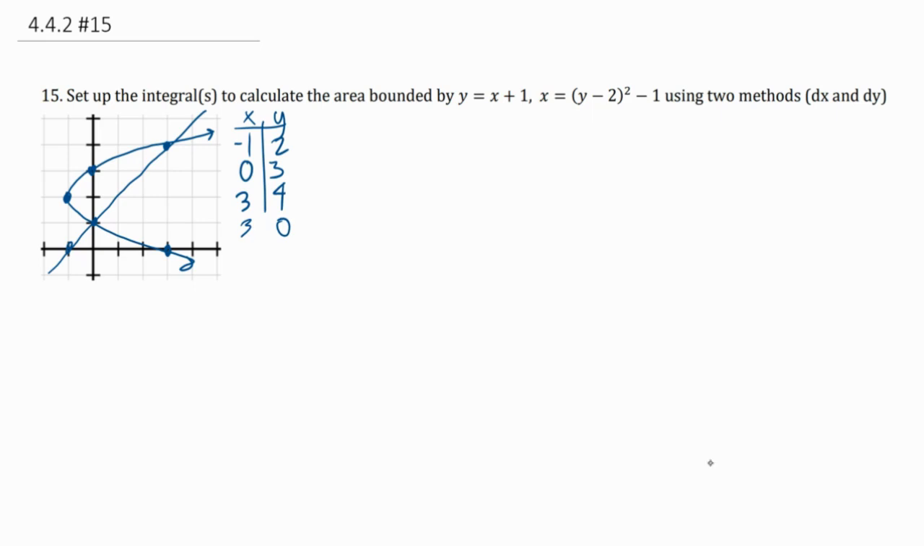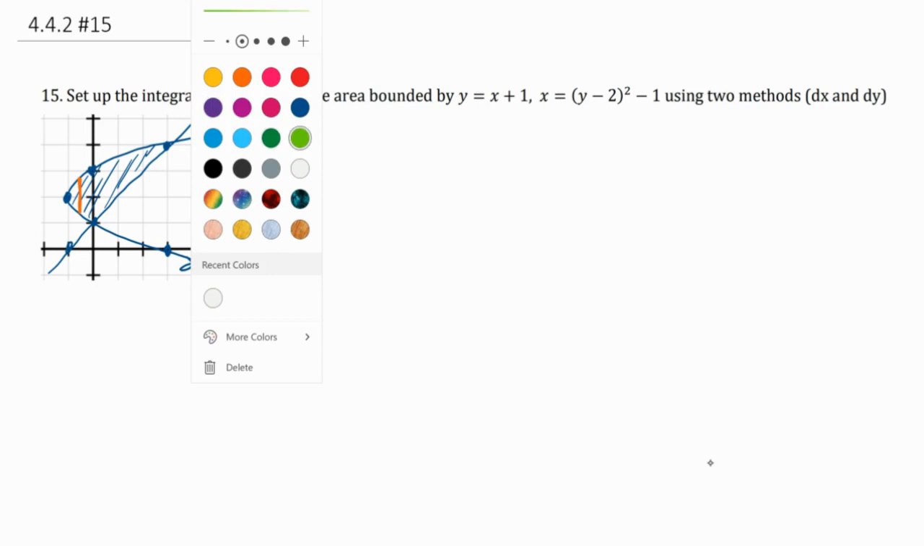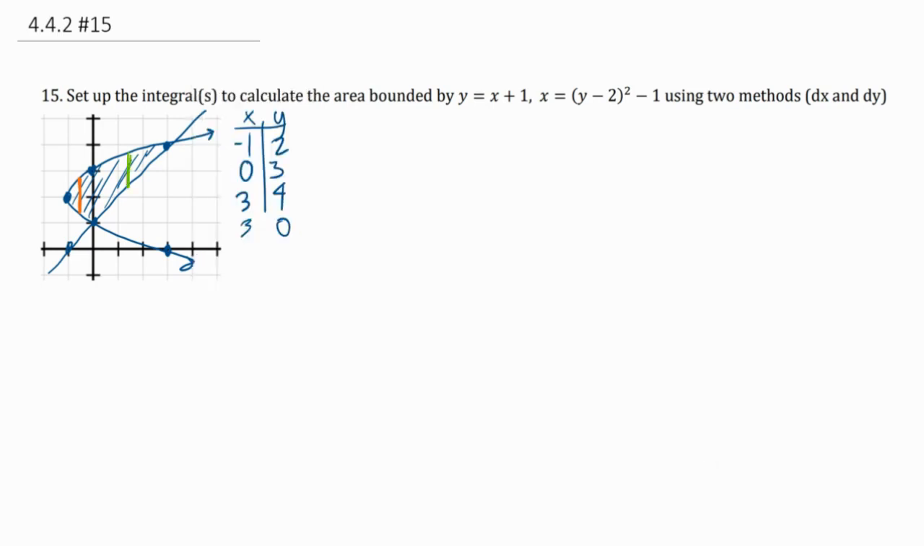So the area between them is going to be this area here. And we're going to use two methods to set up the region, dx and dy. So let's start with dx. So a dx means the width of each representative rectangle is going to be dx, right? Okay, so I have two different areas here.